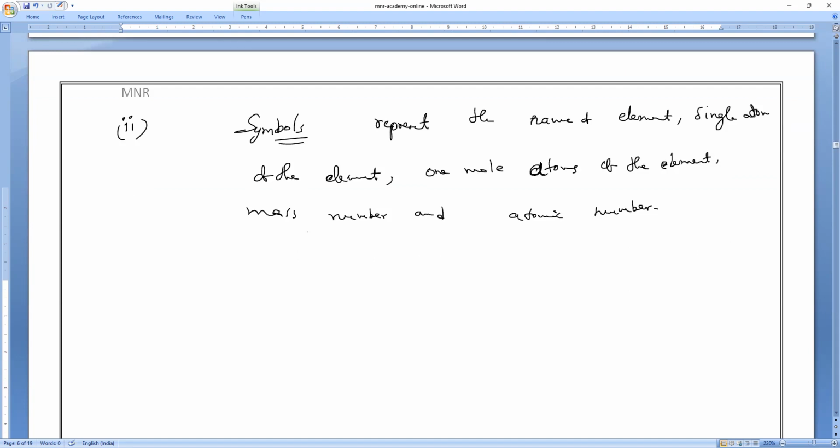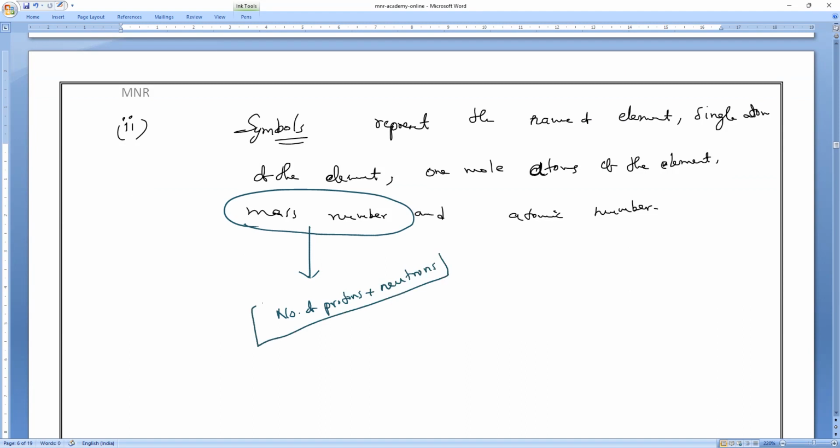Now, the next chapter will study this, but I am saying it now itself: mass number means, please remember, the number of protons plus neutrons. Number of protons plus neutrons is called the mass number. Please remember. And the symbol of mass number is A. What is the symbol of mass number, everybody?